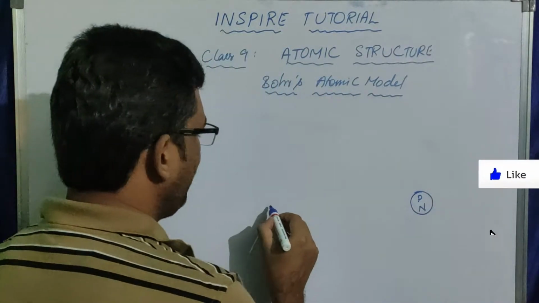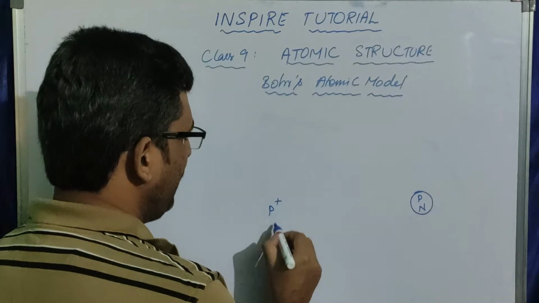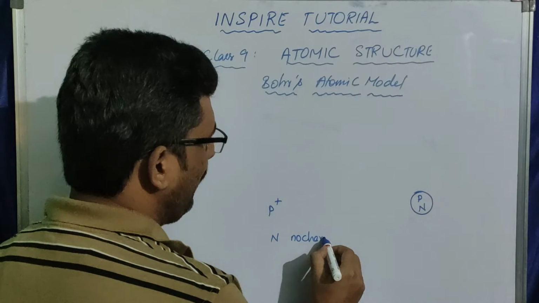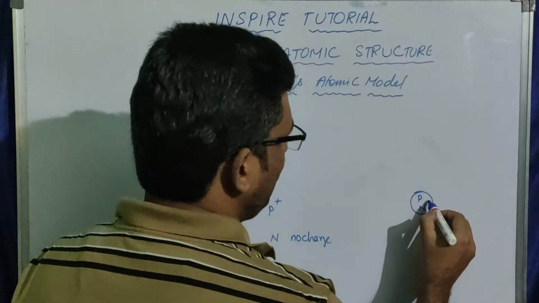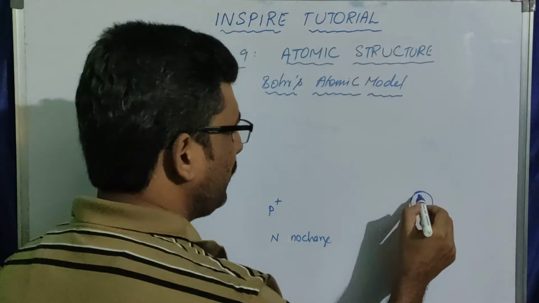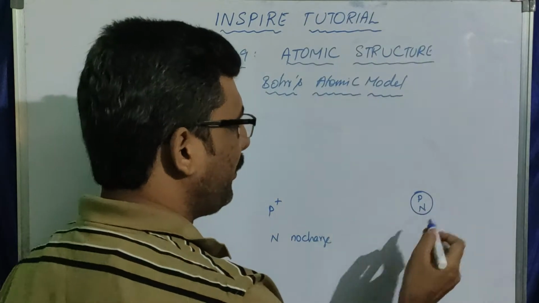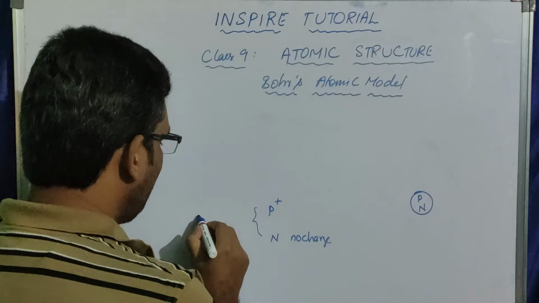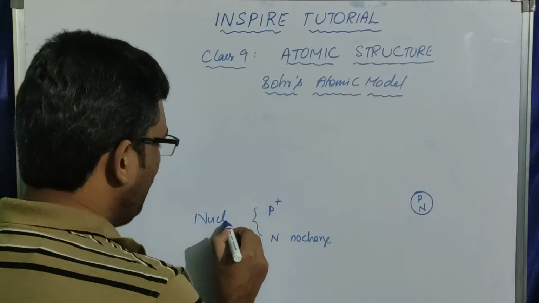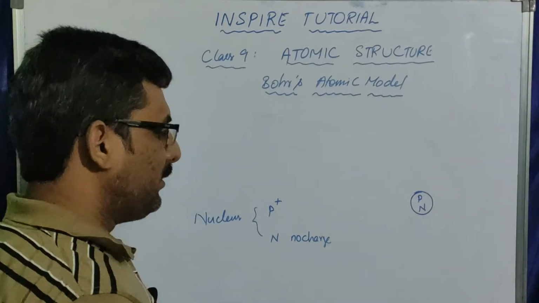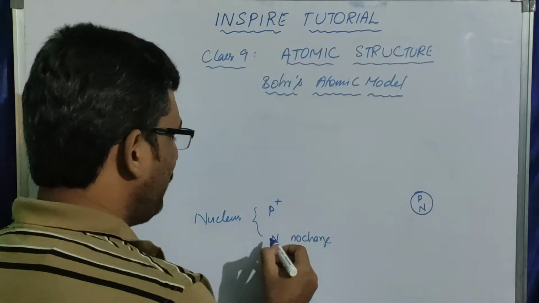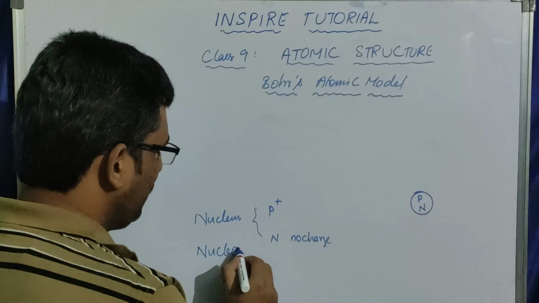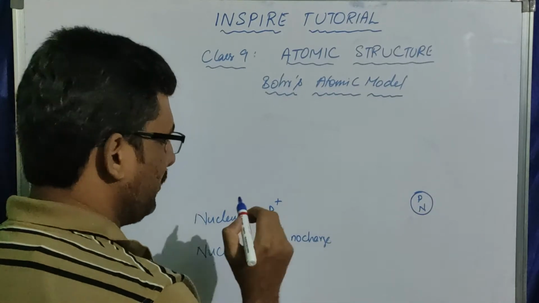We all know that protons are positively charged and neutrons have no charge, right? Now, this is called the nucleus. The center of an atom where protons and neutrons are located is called the nucleus. Protons and neutrons are present in the nucleus, and hence protons and neutrons together are called nucleons.